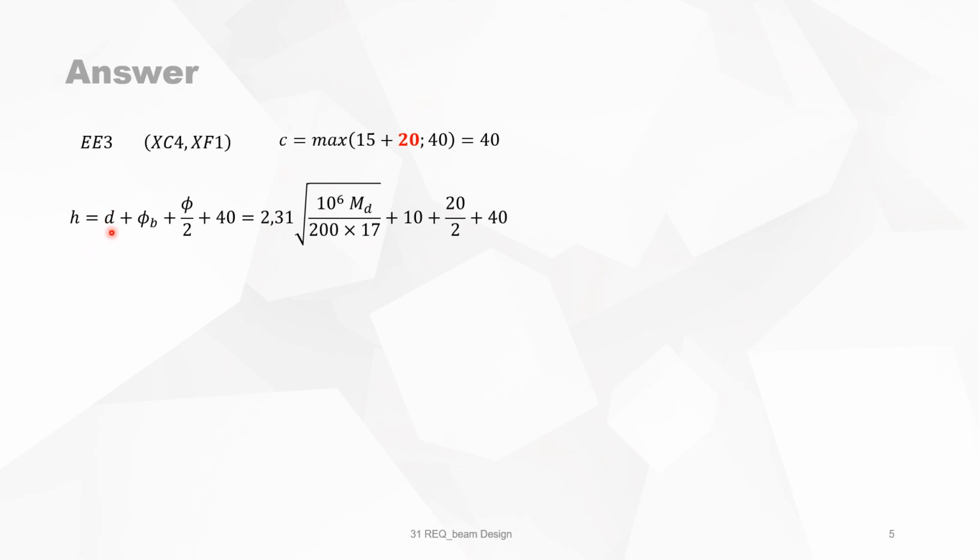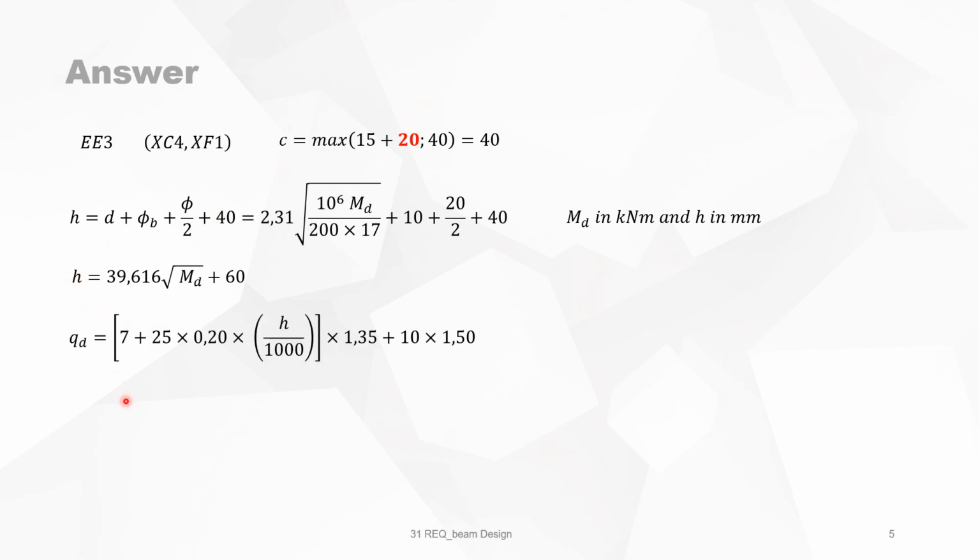The total depth is then the effective depth plus the diameter of the stirrup plus the point of gravity of the tension reinforcement and plus the concrete cover C, which is 40. We can substitute for the variables that we know, and we see that we have H in function only of the bending moment. In this formula, the bending moment is given in kilonewton meter because we multiply by 10 to the power 6, and H is given in millimeters. We already got from the previous slide that H should also equal to this.